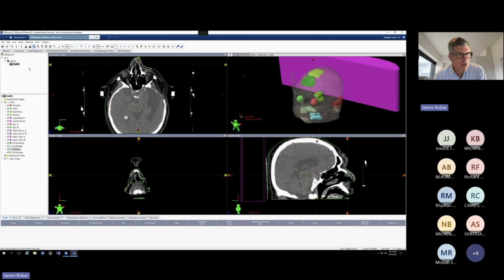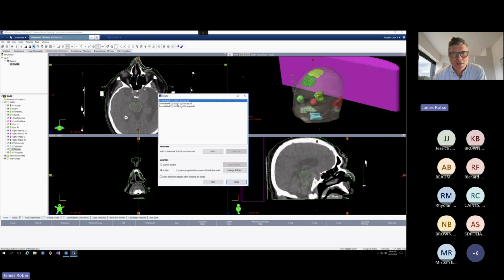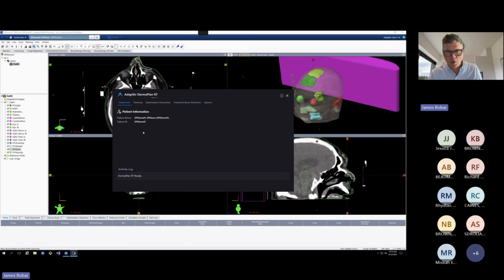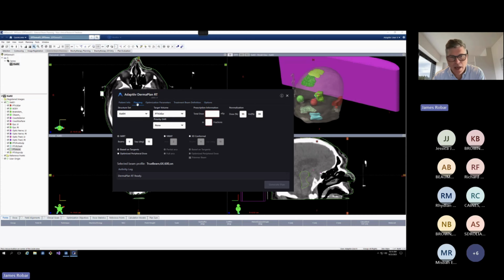And so all we're going to do to start this is to go to the Tools menu, Scripts, and then I'll start DermaPlan here. You can set this up as a global script so everybody in your facility could access. So here's DermaPlan. I'll give you a bit of a tour of the other tabs here, but we're going to go straight to where all the action happens.